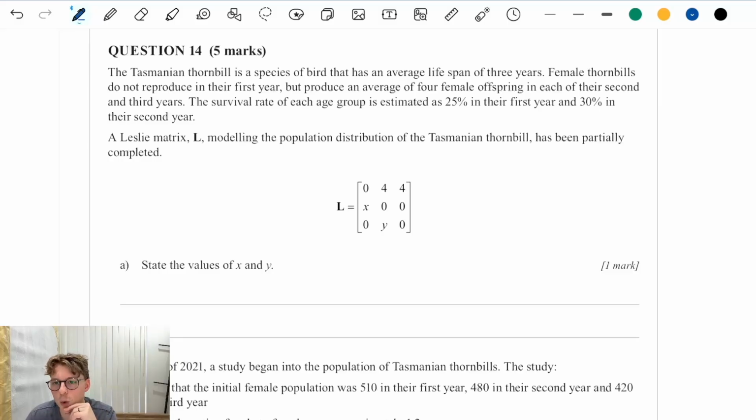The Tasmanian thornbill is a species of bird that has an average lifespan of 3 years. Female thornbills do not reproduce in their first year, but produce an average of 4. So it's basically explaining where the numbers come from. We get 4 in their second and third years.